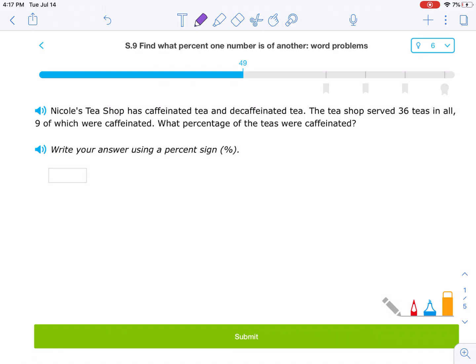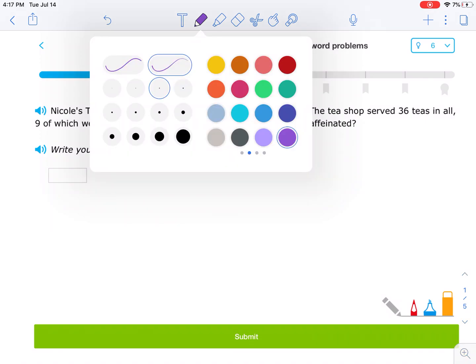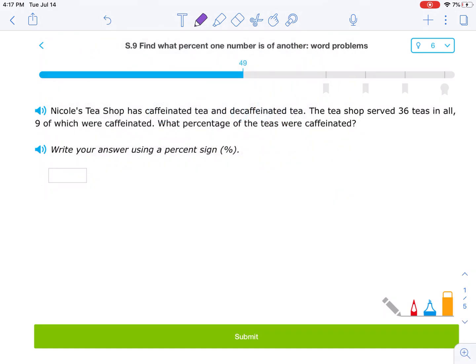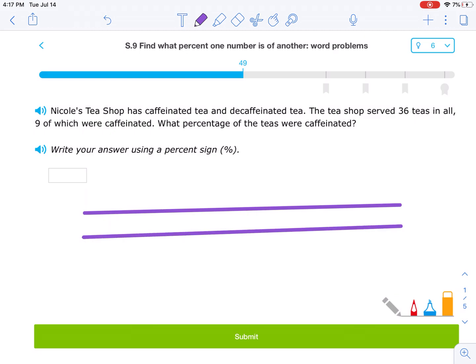One of the things I do want to remind you of is percent bars. We did a lot of work with percent bars when we were in school. So just to kind of jog your memory, okay, a percent bar is like a double number line. So you almost have 2 number lines right on top of each other, okay? In this problem, it says Nicole's tea shop has caffeinated tea and decaf tea. The shop serves 36 teas in all. So that would be where we would remember our whole. That's the total amount, okay? That represents 100% of what we have.